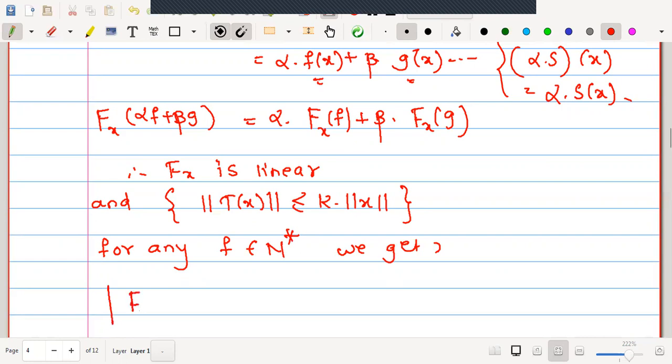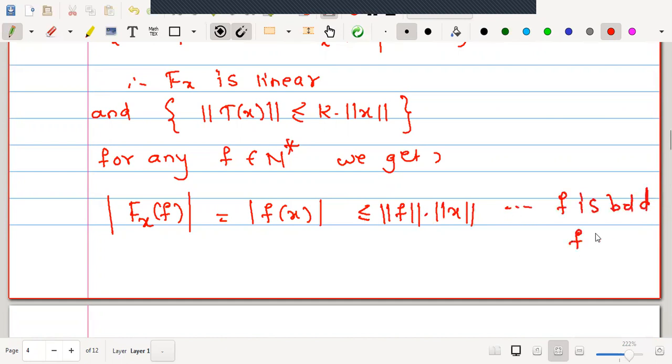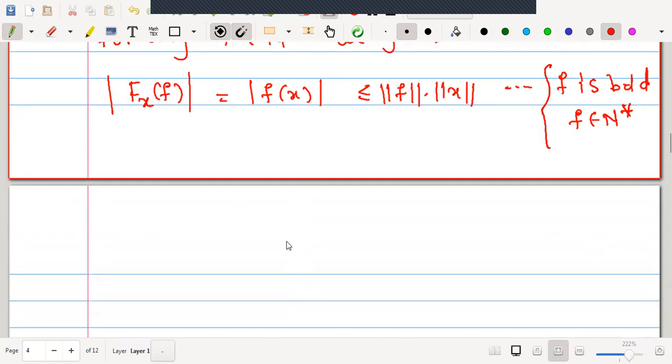Therefore I will write Fx operated on f within the modulus, and by Fx definition we know this is f of x. But what about mod of f of x? As f is a functional itself, therefore f itself is bounded. If f itself is bounded, may I write it is less than or equal to norm of f into norm of x. Reason, f is bounded. Why? Because f is a member of N star, that is, itself it is a functional. Now keep this inequality in mind: Fx operated on f is less than or equal to norm f into norm of x.